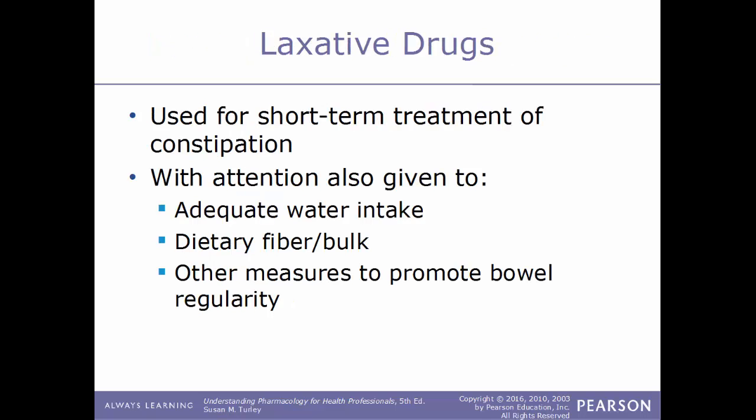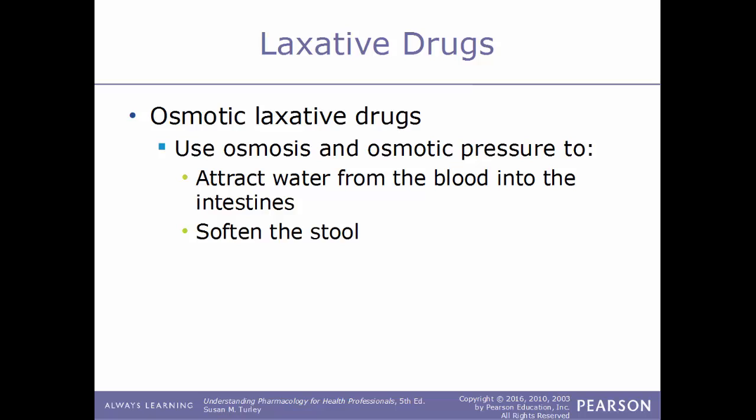Alright, now we'll talk about the different types of laxative drugs. Now these are used for the short-term treatment of constipation. Now in addition to taking these drugs, attention should be given to adequate water intake by the patient, their dietary fiber and bulk intake, and other measures that are used to promote bowel regularity. Alright, the first type of laxative drugs we'll talk about are osmotic laxatives. And these use the process of osmosis and osmotic pressure to attract water from the blood into the intestines. By doing so, this will help soften up the stool.